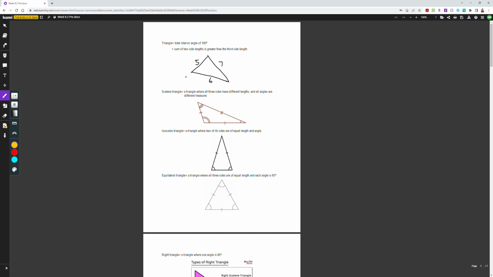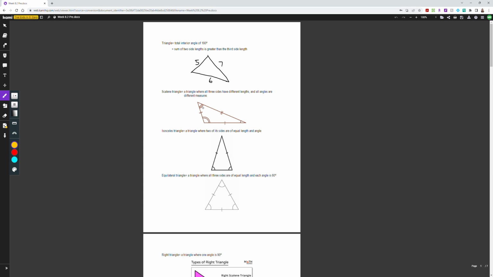Now, there are many types of triangles, and these three, scalene, isosceles, and equilateral, are based on their side lengths. So a scalene triangle is a triangle where all three sides have different lengths and all angles are different measures. As you can see, none of them match up. It's 1 tick, 2 ticks, and 3 ticks, which means all three sides have different lengths. Same thing with their angles, 1, 2, 3, so they're all different measures. So just remember, scalene, all different.